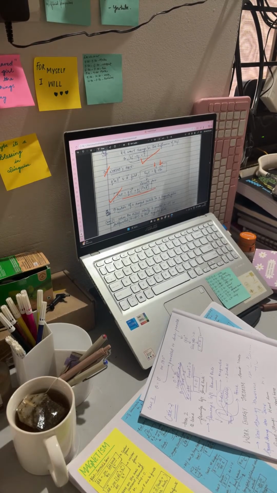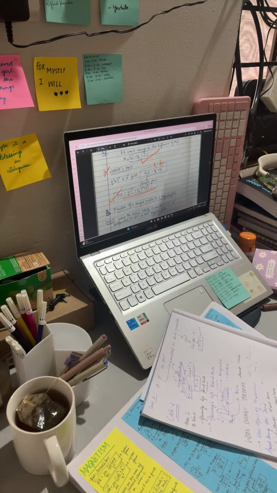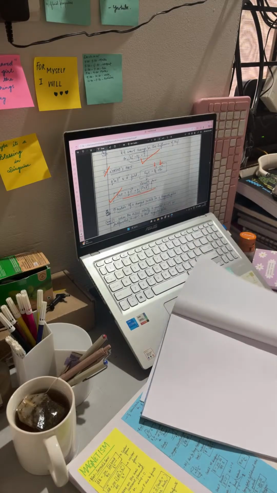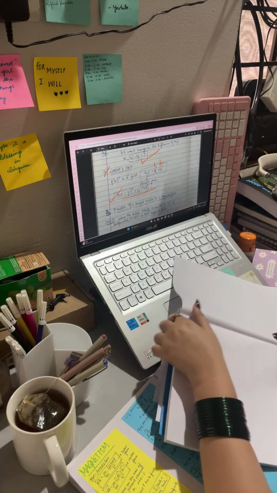So F net, which is the Lorentz force, is Fe plus Fm. So F net becomes qE plus q v cross B. We also know that we can take q common from here.